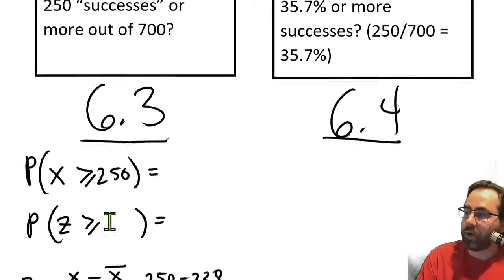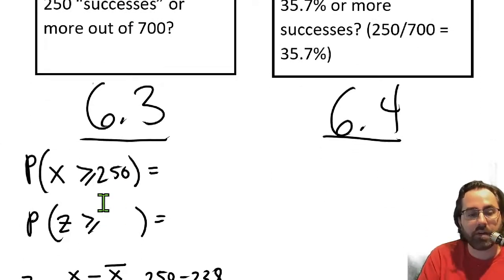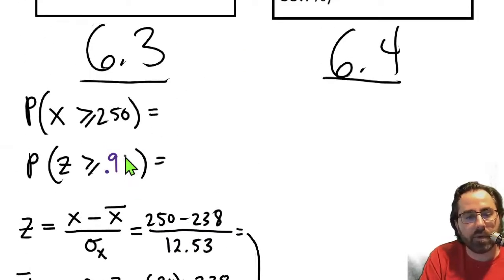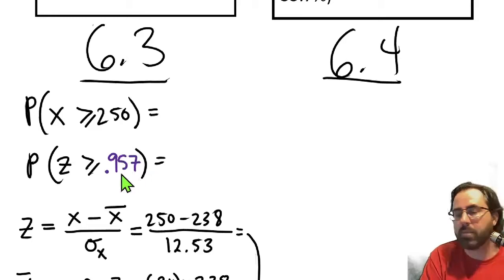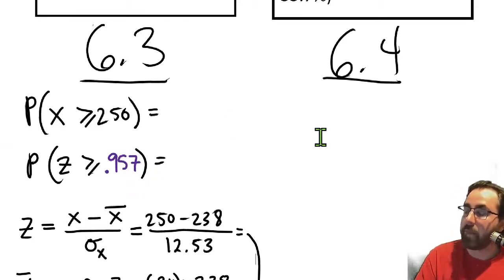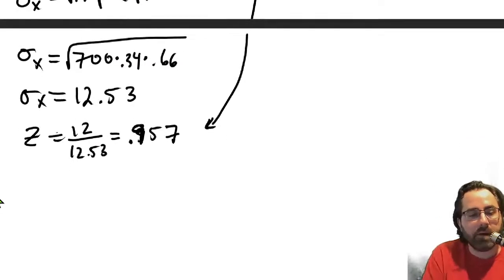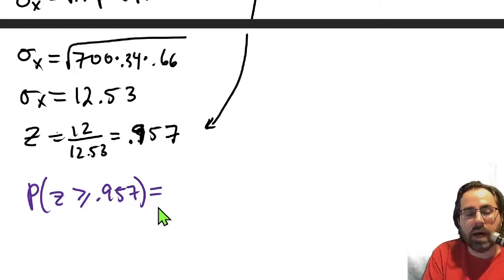So what we just found was that our z value is, and I'm going to use another color because it's a big deal, we just found it. It is 0.957, or about 0.96. We'll say 0.957. Now, let's finish the problem. So the probability of being at a z-score of larger than 0.957 is, well, how do you do that?